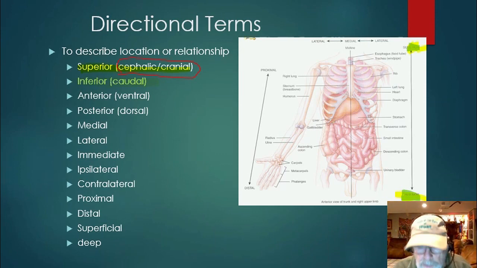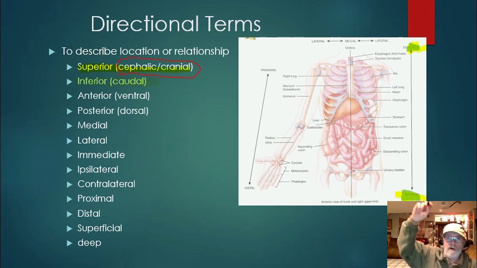Now, to be superior doesn't mean it has to be at the head. It just means it's higher in the body than something else. Typical example, I could say my head is superior to my neck, which it is. But I could also say that my knee is superior to my ankle because it's closer to the top of the body. It's higher. So if something is higher, it's called superior or cephalic or cranial. If something is closer to the bottom of the body, it's called inferior or caudal.